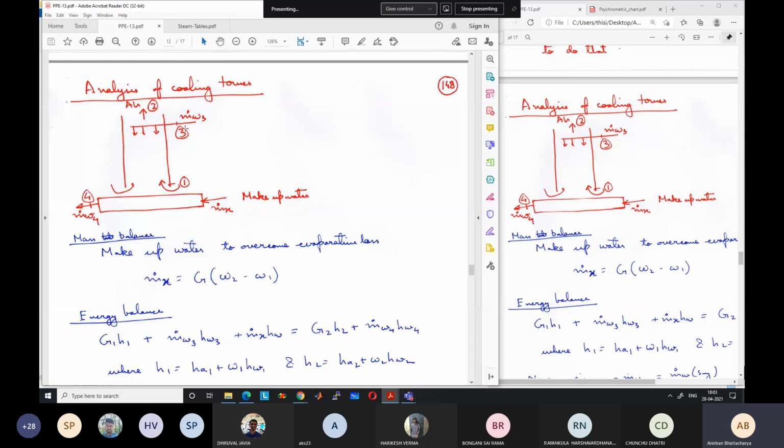This falls down and some part of it gets evaporated and the rest of it goes out at a lower temperature, say 20 degrees centigrade or 22 degrees centigrade, something like that. Let us call it 20 degrees centigrade. Because of evaporation we are losing a certain amount of water, so we are providing makeup water, equal to m dot x.